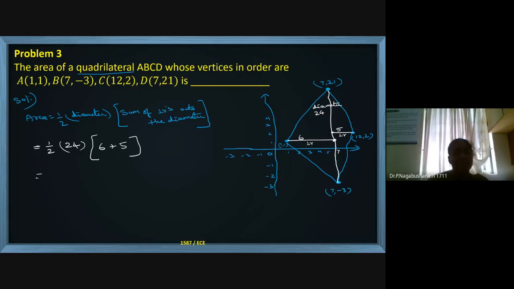Now this is 12. Okay, cancellation with 2. This is 12 into 11. 12 12s are 144. And 12 into 11, 120, 132. 132 is the answer. It may be centimeter square or meter square based on the options. Here presently we don't have any units, so I am just leaving it. 132 is the answer.